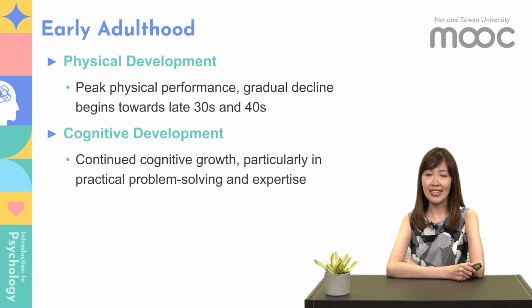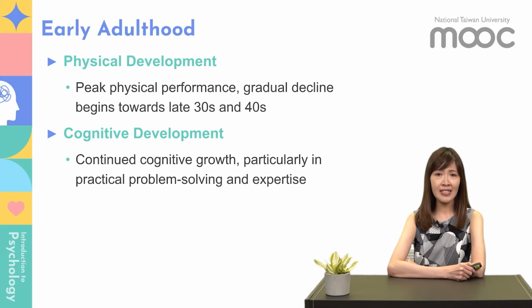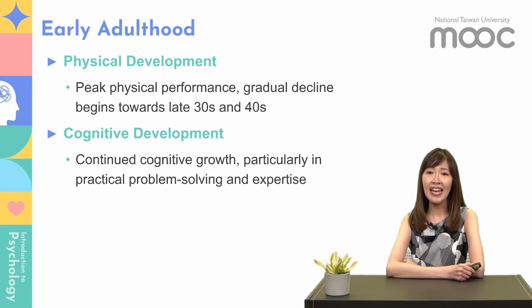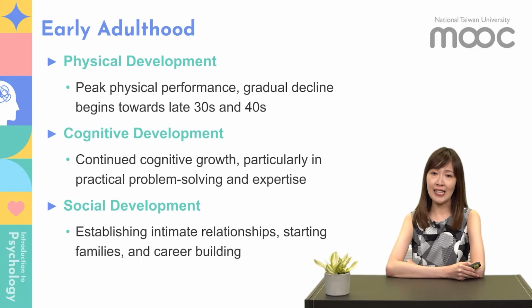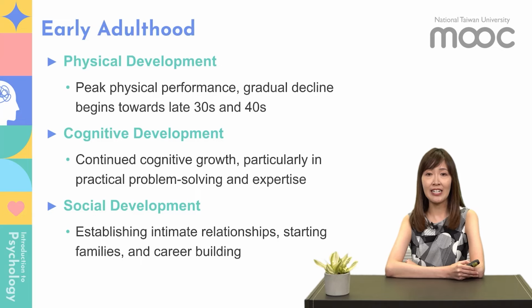Then cognitively, individuals during this time also have peak experiences. They can process information quickly, they also have better decision-making skills, and they can think efficiently. Then socially, some people during this time form new relationships, and some of them are building their families, and some of them are building their careers. So we can see that individuals in their early adulthood have peak experiences at different levels.